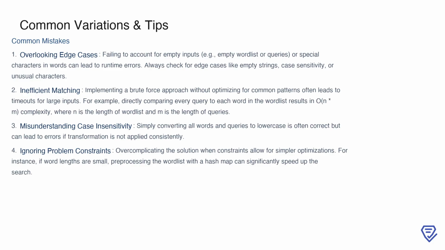Additionally, misunderstanding how to handle case insensitivity can create errors. While converting all words in queries to lowercase is a step in the right direction, the transformation must be applied consistently throughout the solution. Lastly, ignoring problem constraints can lead to overly complicated solutions. For example, if word lengths are relatively small, pre-processing the word list with a hash map could significantly speed up searches and simplify the implementation.